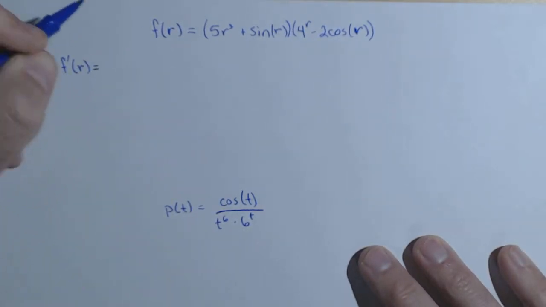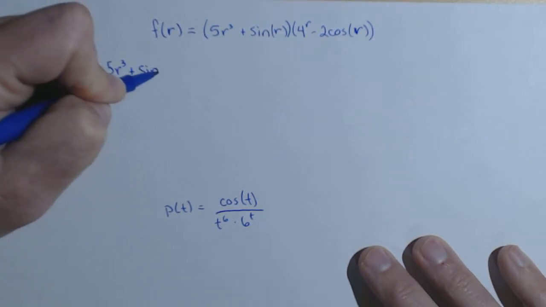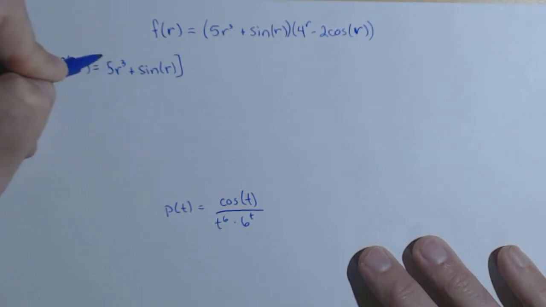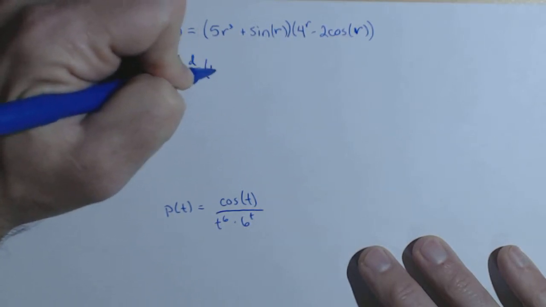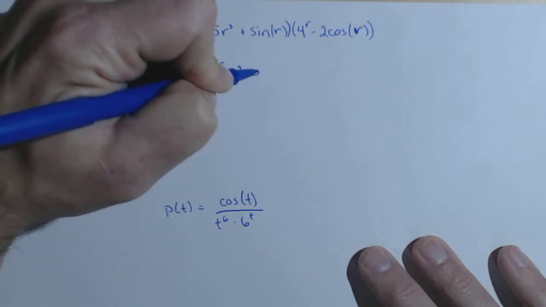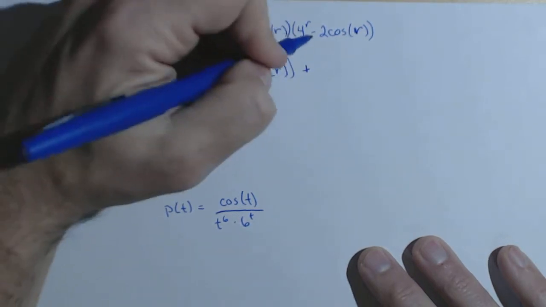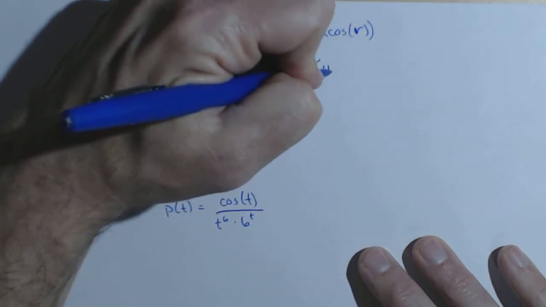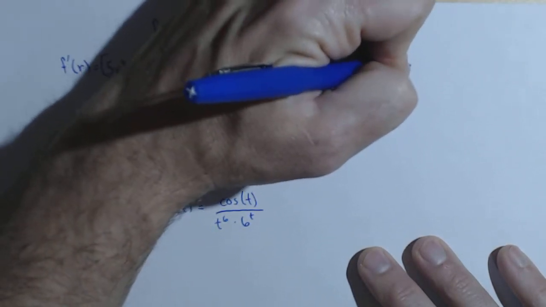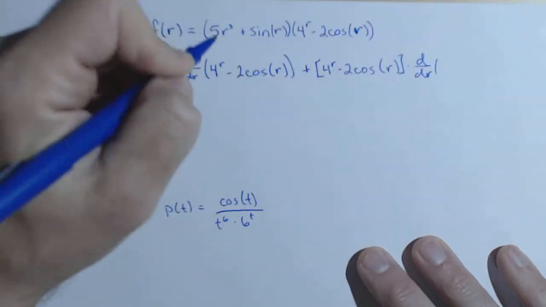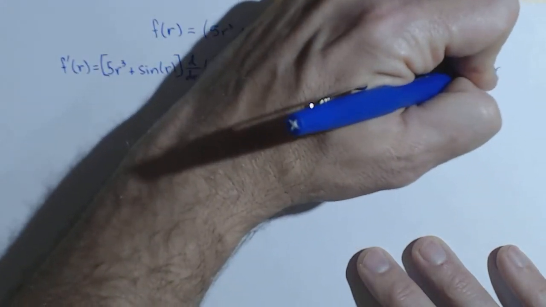So f prime of r is, let's hold the first part constant, so 5r cubed plus sine of r times the derivative with respect to r of the second part, 4 to the r minus 2 cosine of r, plus, now we'll hold this part constant, 4 to the r minus 2 cosine of r times the derivative with respect to r of 5r cubed plus sine of r.